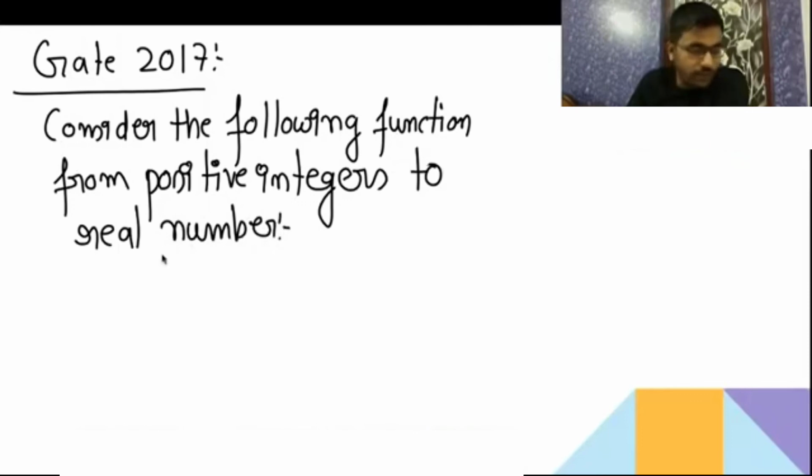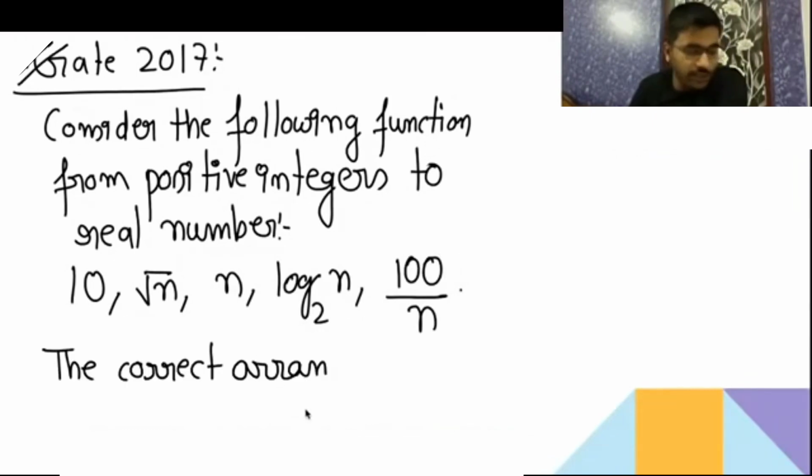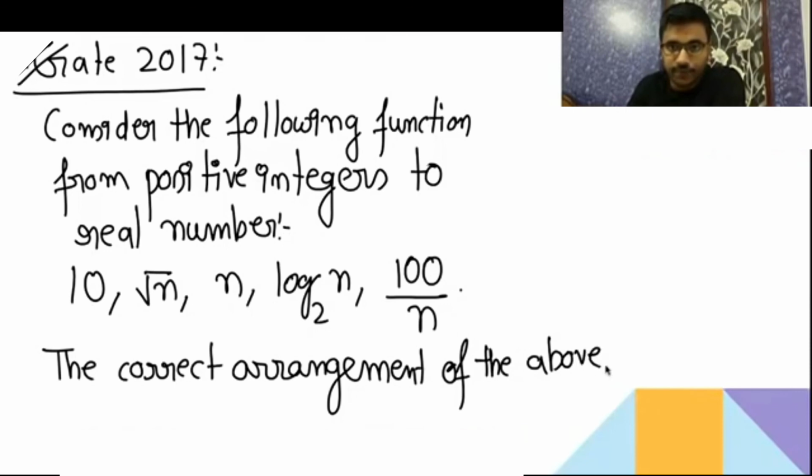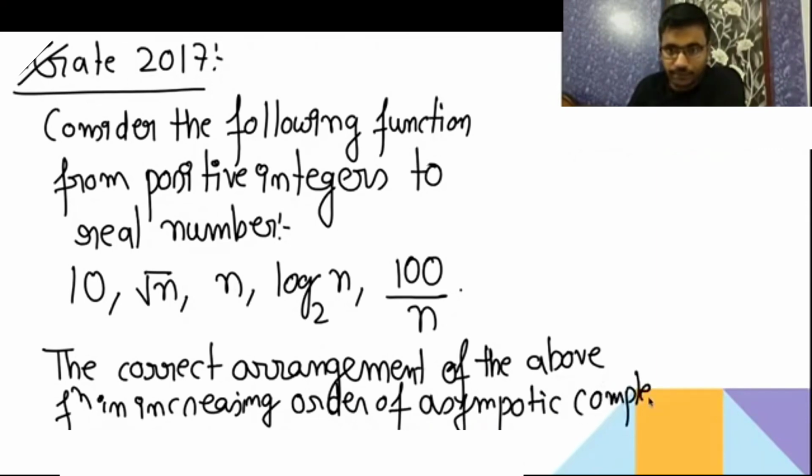So your functions are 10, root n, n log n, and 100 by n. Now they are asking the correct arrangement of the above functions in increasing order of asymptotic complexity. They have given the options.